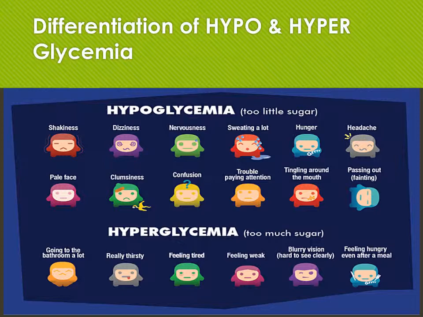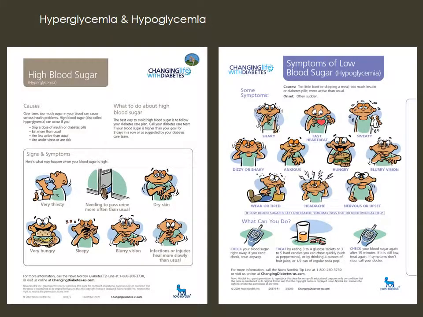With hyperglycemia, the patient may experience going to the bathroom a lot, really being thirsty, feeling tired, feeling weak, blurry vision, or they may feel hungry. Here are another two images that can assist you in recognizing high blood sugar and low blood sugar and potential interventions to manage the acute phase of onset.